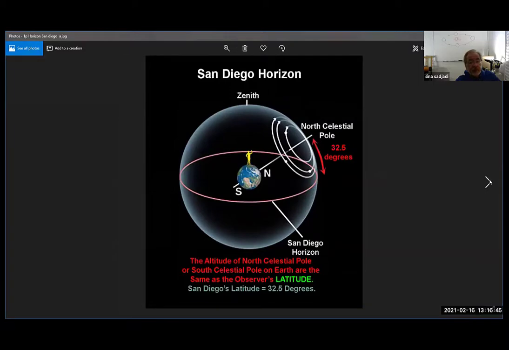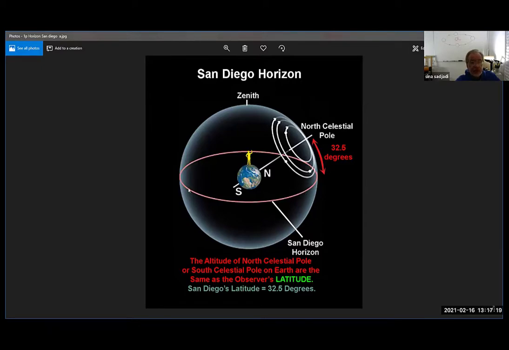Okay, there is more, but then there is more. Okay, so this is San Diego. All right, so I'm in San Diego now, right? My zenith is over here. Where's my zenith? I'm going to ask you guys the angle from North Celestial Pole to zenith in just a second. But when I live in San Diego, this is my horizon. And North Celestial Pole is 32.5 degrees above my horizon. The same as my latitude.